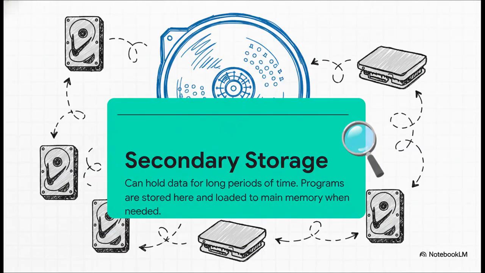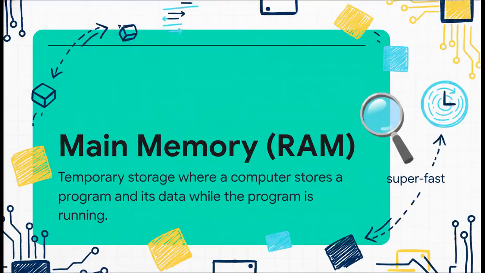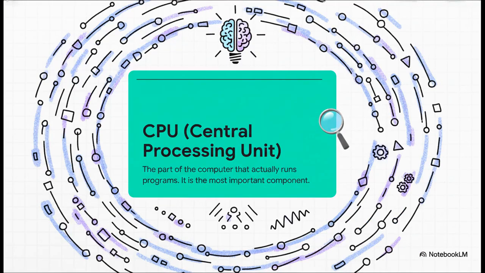First up, your program is saved in secondary storage, just waiting patiently on your hard drive. When you run it, it gets moved into RAM, the computer's super-fast temporary workspace. And finally, it meets the star of the show, the CPU. This is the brain of the whole operation.